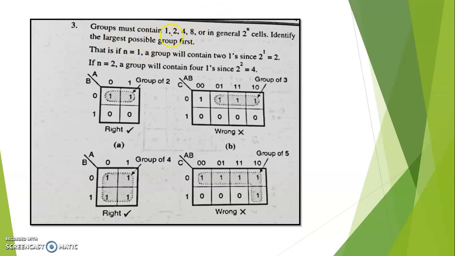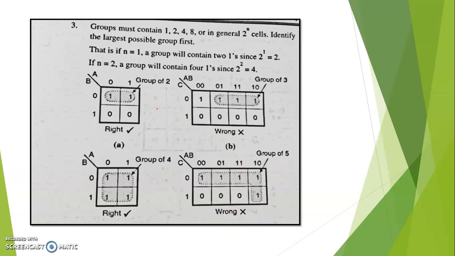Third, a group must contain 1, 2, 4, 8, or in general 2 raised to n cells. Identify the largest possible group first. If n equals 1, a group will contain 2 cells, so 2 raised to 1 equals 2. If n equals 2, then 2 raised to 2 equals 4. That means 1, 2, 4, 8. If there is a group of 3, it's wrong. A group of 5 is wrong. A group of 2 is fine. A group of 4 is fine. You have to do 2 raised to n.